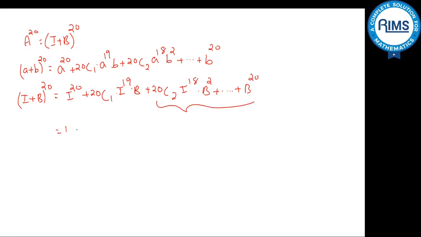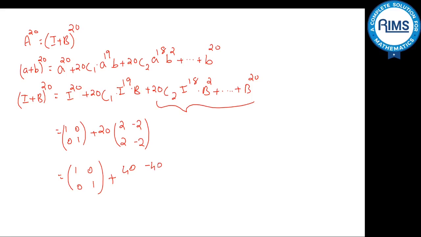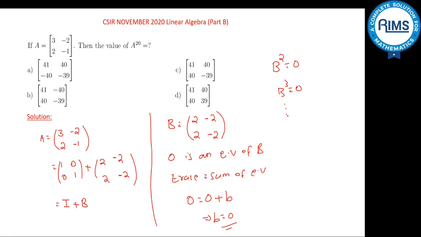What is identity raised to 20? It is identity itself, that is [1 0; 0 1], plus 20 into identity raised to 19 into b, which is b itself, that is 20 into [2 -2; 2 -2]. So this will become [1 0; 0 1] plus [40 -40; 40 -40]. So this will become [41 -40; 40 -39]. That is option, which option is true? Option b is true.